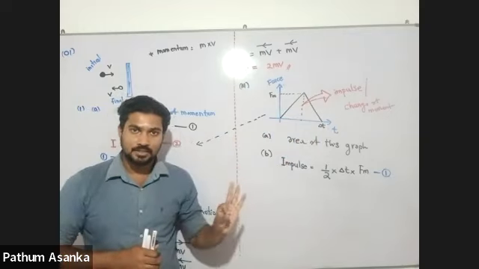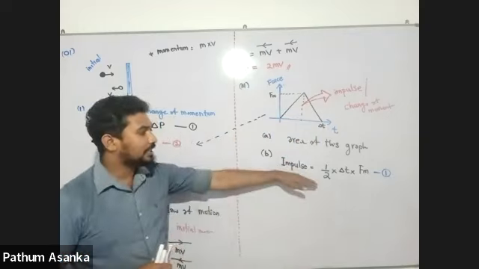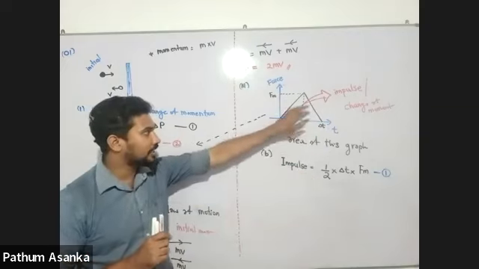So now we have found the impulse by using the area of this graph.